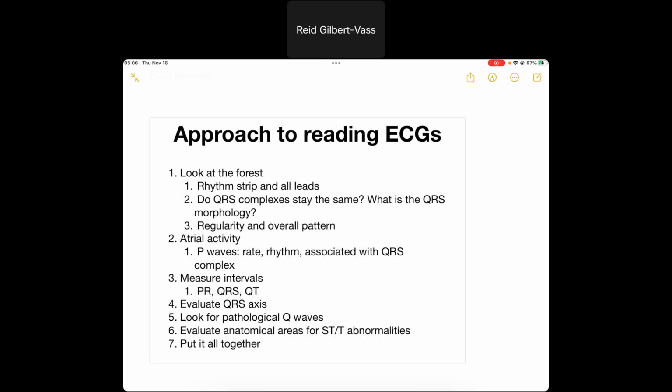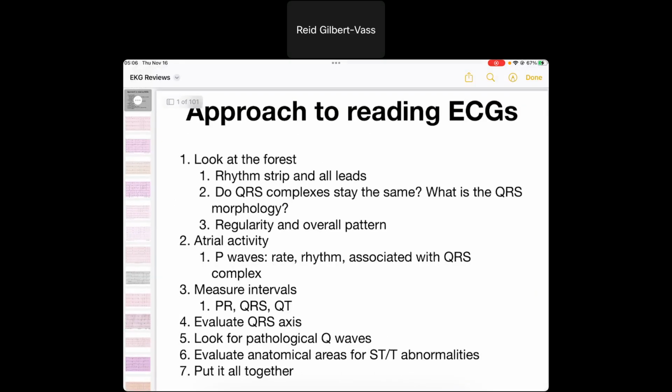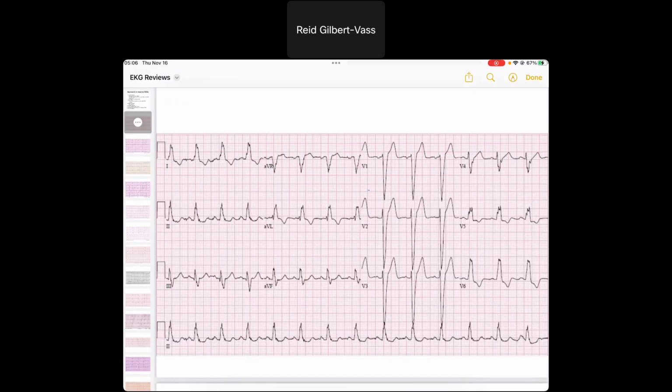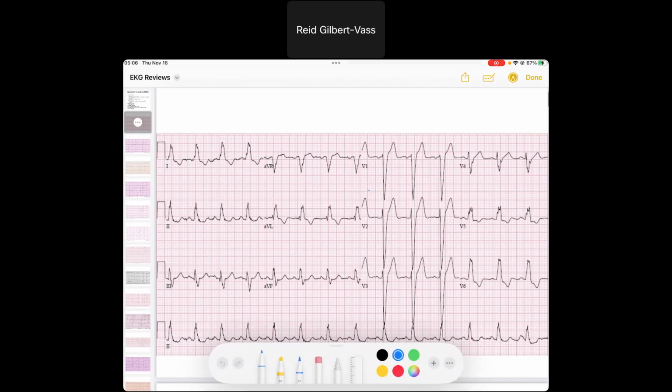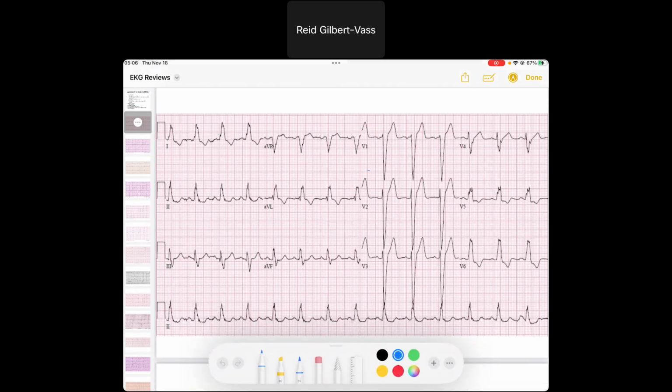Because we're doing so many EKGs, I'm not going to explicitly state everything that I do in that regard, but we're just going to roll and see what we can do. So we'll start off with this EKG, and I'm going to look at the forest.